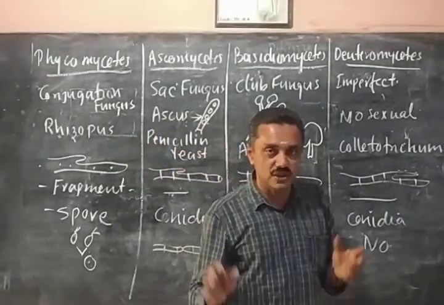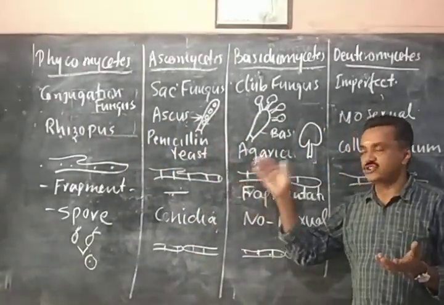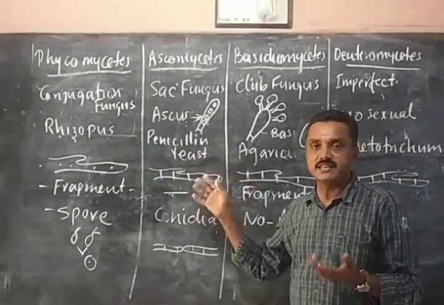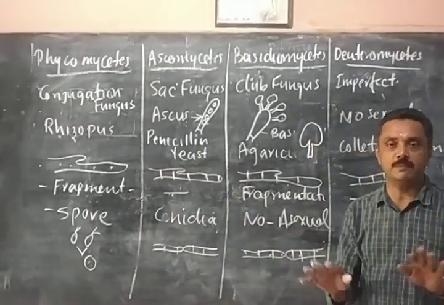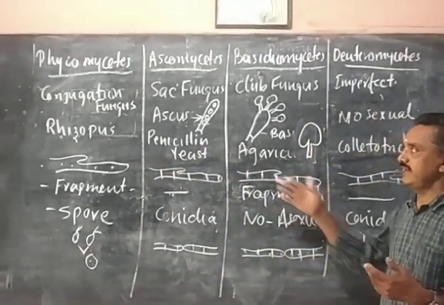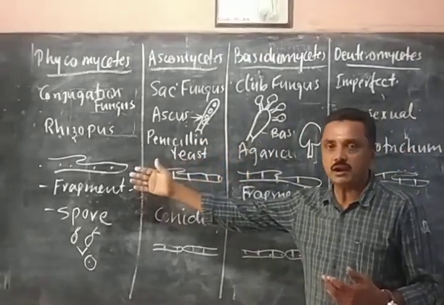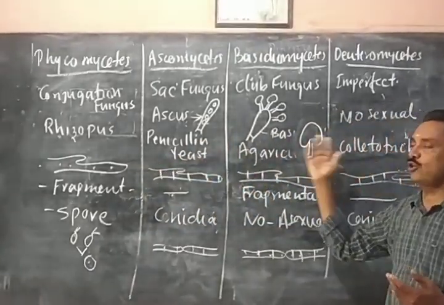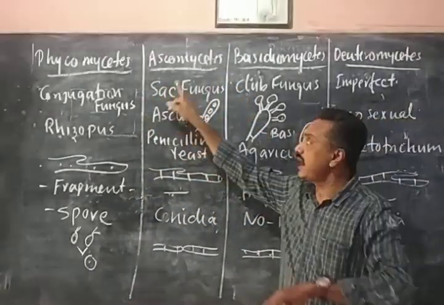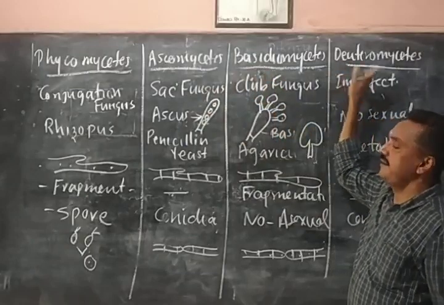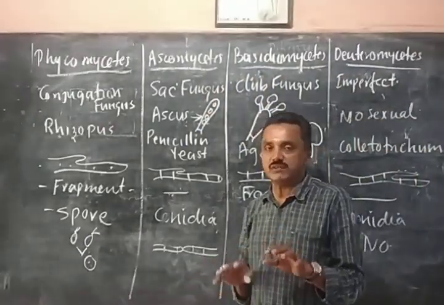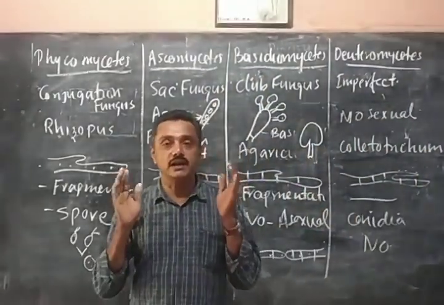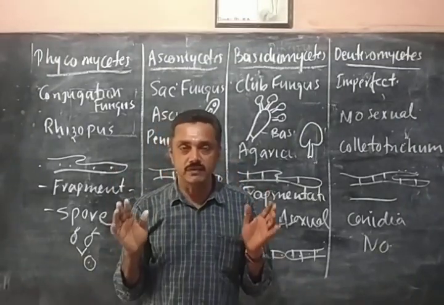There are limitations to explaining the structures on the blackboard because the space is very limited, so I can explain only that much. So read the things very carefully. I will give the notes later on. These are the four groups of fungus: Phycomycetes, Ascomycetes, Basidiomycetes, and Deuteromycetes. So by this we complete the explanation of kingdom Fungi. Fungus is very important.